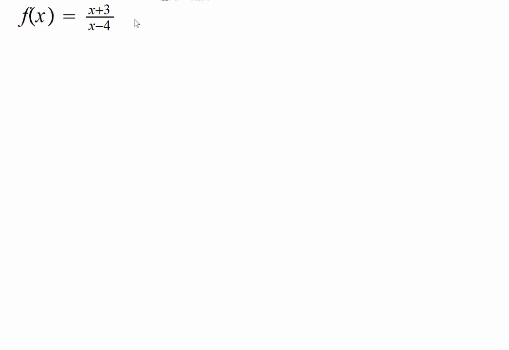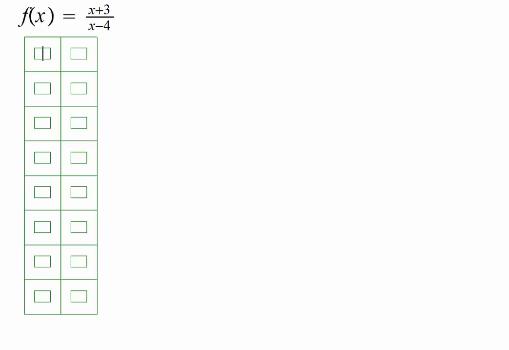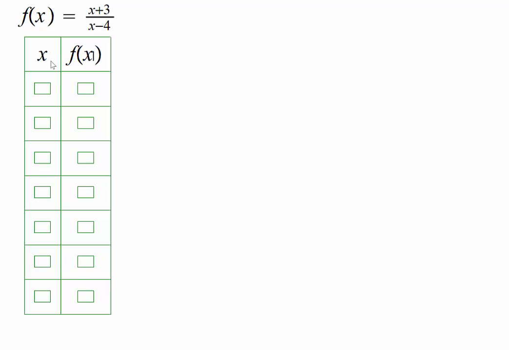Now let us take up a function defined by this expression here, which is (x + 3)/(x - 4). Now we have a denominator here which is a variable denominator, so we will have to be a little careful. So what I'm going to do is write in this table the values of the function for various inputs.